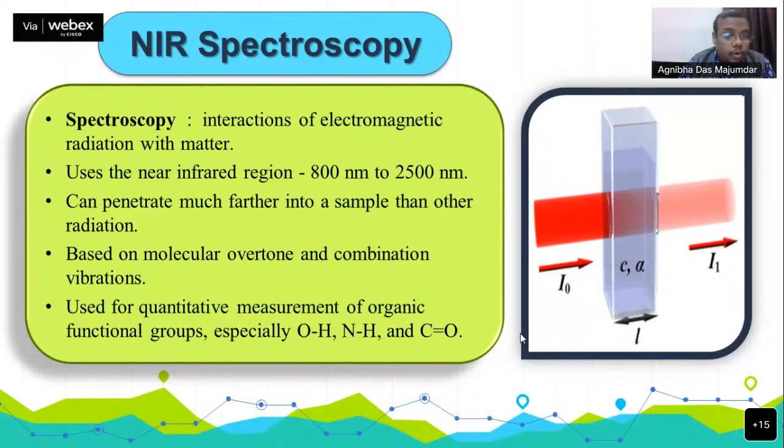And now the fourth point, that is based on molecular overtones and combinations. The transition of light from one vibrational level to another vibrational level can result in overtone or combination vibrations. Now the quantitative measurements: we can have quantitative measurements of quality parameters. For any food product, say we want to know the carbohydrate content of a food material. With the help of NIR spectroscopy, we can get an approximate idea about the carbohydrate content present in any food material, or any other property we can get from this technology.